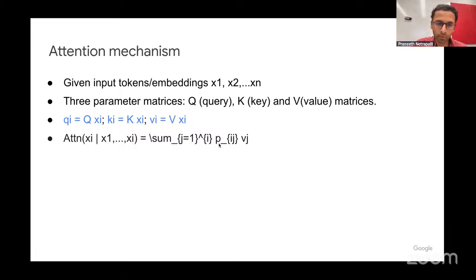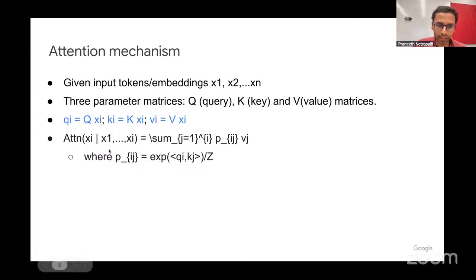So we want to be able to combine all the previous value functions. This is where the contextual information comes from, with weights that depend on the current token as well. So we have Pij, Vj. So we have a weighted combination of all the values from the previous tokens. And Pij is usually taken to be proportional to the exponential of qi times kj.